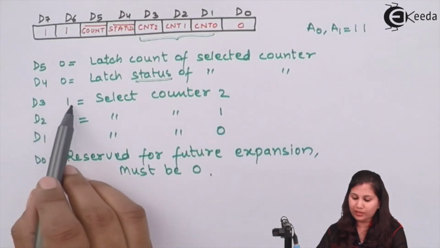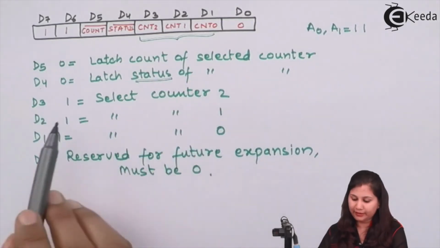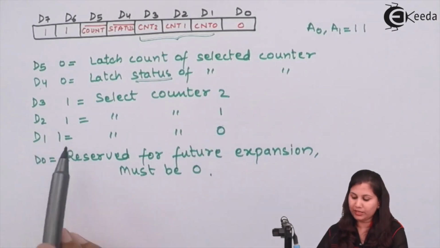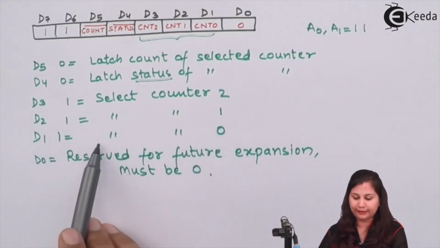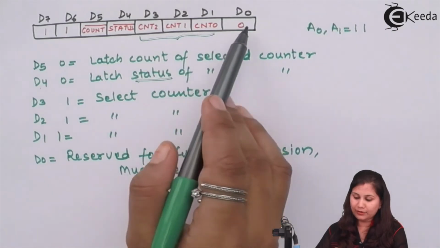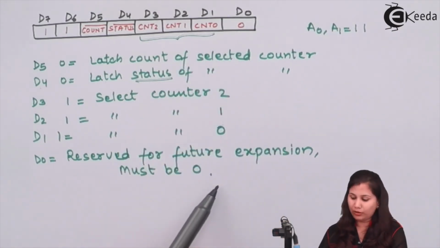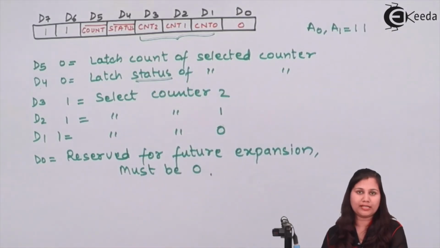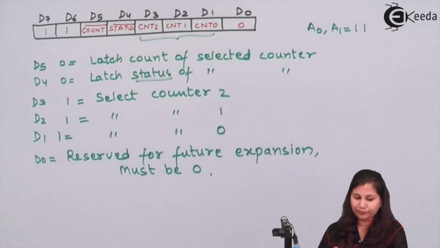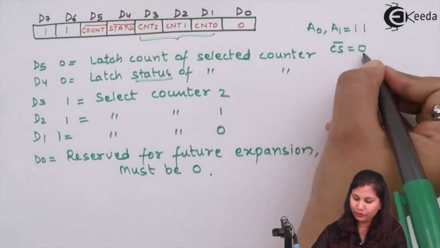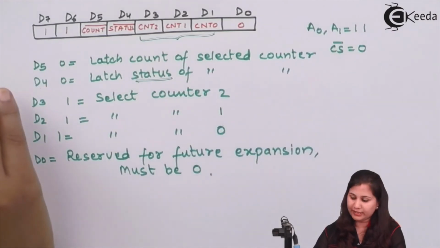Then these are for the counter selection. If D3 is 1, then counter 2 is selected. If D2 is 1, then counter 1 is selected. If D1 is 1, then counter 0 is selected. Then this D0 bit is always kept at 0, and it is reserved for future expansions and modifications in the IC. So the chip select signal is at 0, so this 8253 is selected.